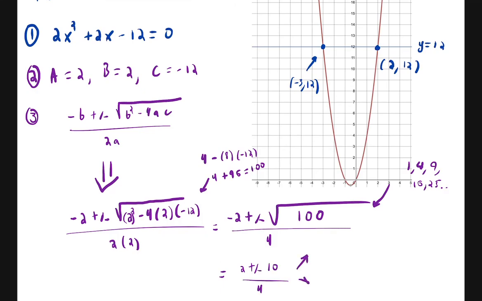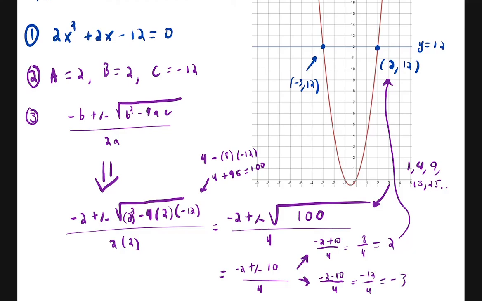And so one possibility is negative 2 plus 10 over 4. That's going to be 8 over 4 equals 2. There is your one solution. Or negative 2 minus 10 over 4. That's going to be negative 12 over 4. There is your negative 3.